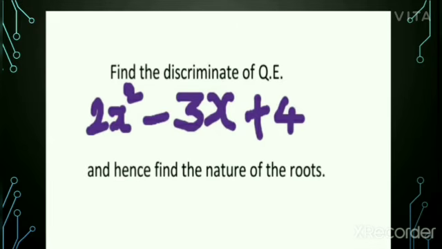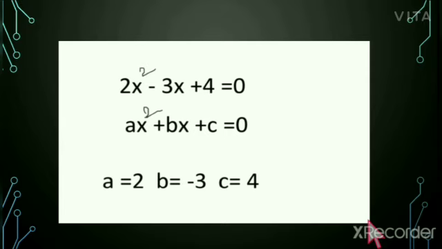Let us see how we find the discriminant in a problem. Find the discriminant of the quadratic equation 2x square minus 3x plus 4 and hence find the nature of the roots. Let us see how we find the discriminant.